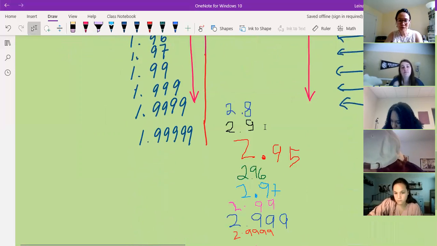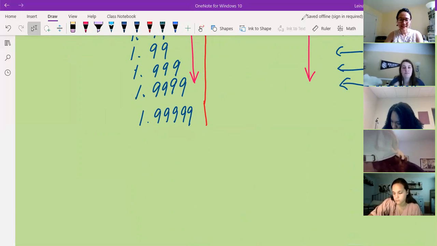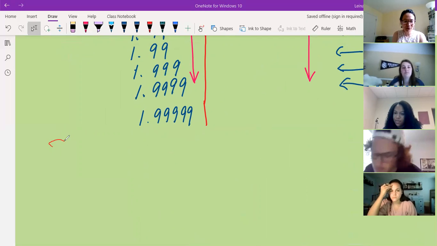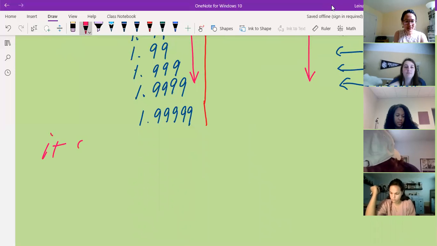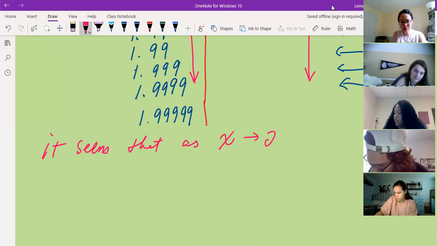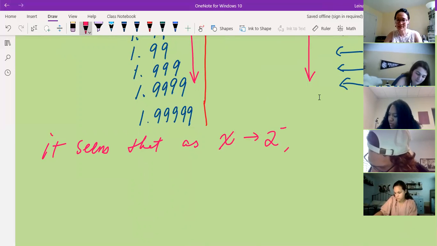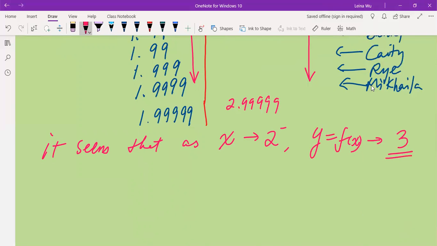Okay. Let me move on. I have to clear this, unfortunately. So it looks like we can put this in wording. It seems that as x is approaching 2 from the left, the function value y equals f of x is approaching an amount which is 3, right? It is getting close to 3.